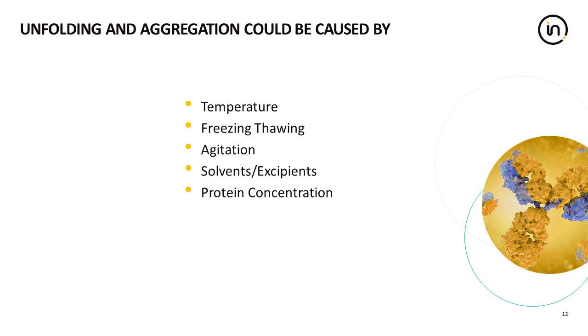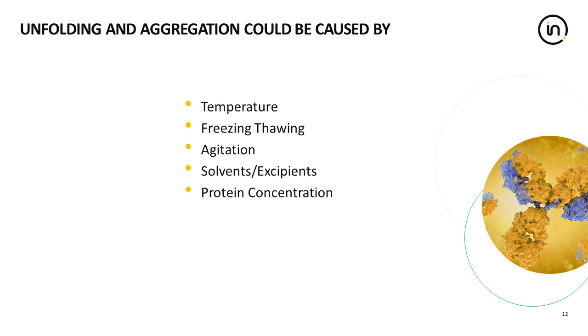Which could be changes in pH, ionic strength, excipients. So if you consider something like changes in pH, it will affect the electrostatic interactions because it's affecting the charge in the protein. If you consider an excipient like urea, it affects the hydrophobic core of a protein and destabilizes it.